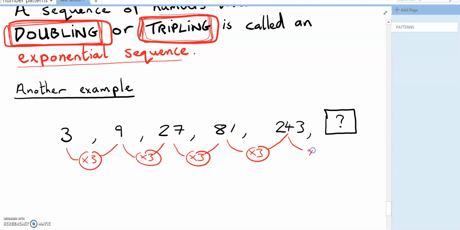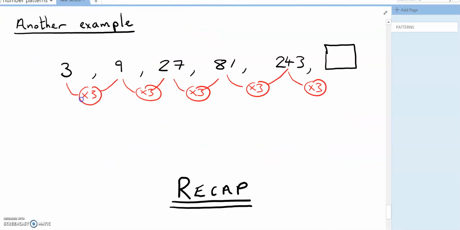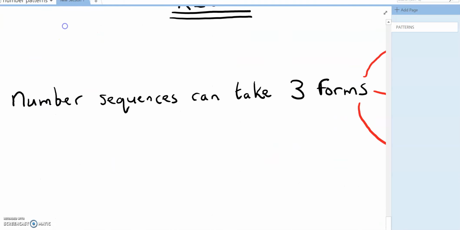Okay, now I know what to get in here. I multiply 243 by 3, and I get 729. I did that in my head, now I'm not sure. Yeah, I think that's right. 729. Okay, so just to recap now, right? We've done 3 types. Number sequences can take 3 forms. And over the course of the past couple of videos, you'll have seen these 3 forms.